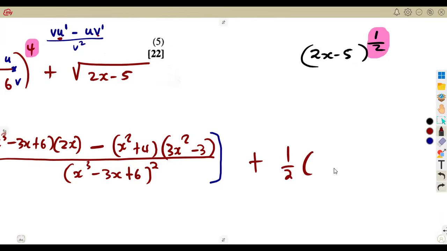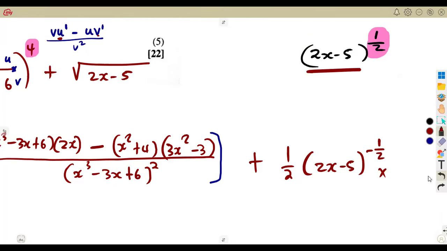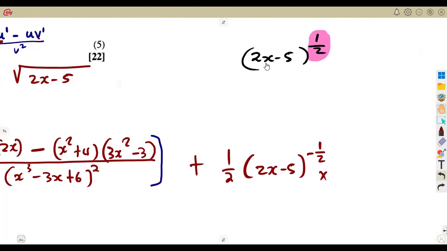The bracket as it is, it remains 2x minus 5. You subtract 1 on the power. So half minus 1 is what? That's a minus half. Times the derivative of what is inside of the bracket, just like what we had there. Which is what? The derivative of 2x minus 5. That's a 2. So meaning to say this is what you're going to have at the end as the derivative of the last part.